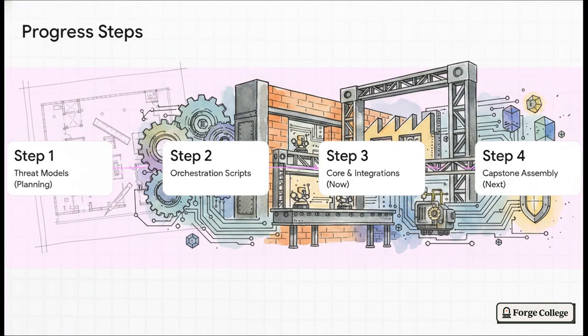Step 1 was planning our threat models. Step 2, which was our previous lesson, involved the administrative heavy lifting of building orchestration scripts. All of that administrative work perfectly sets us up for Step 3 today, the actual core factory build. And that's going to lead us right into our final capstone assembly.